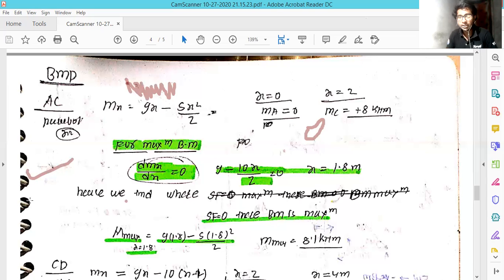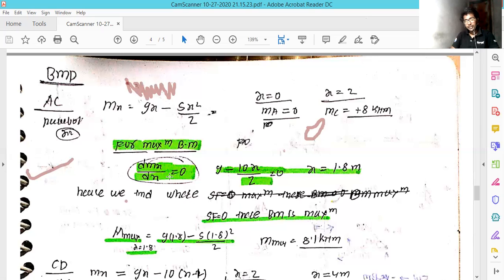So it holds the highest moment at 1.8 distance from point A. If you put the value x equal to 1.8, you will get the actual maximum moment value, and this shows where you can take the shear force diagram.